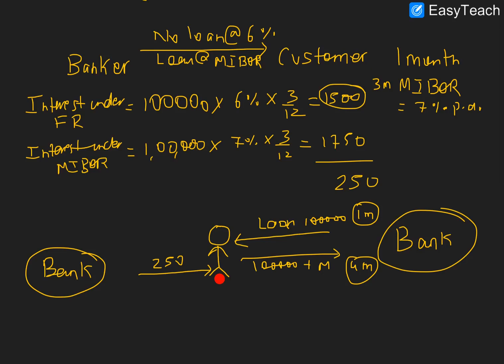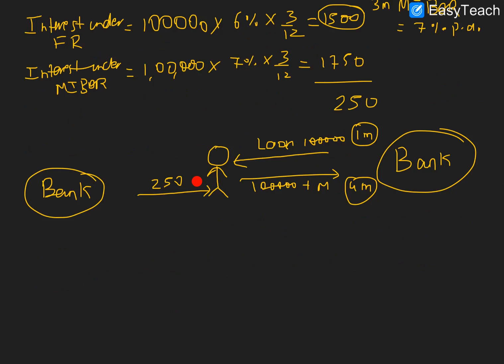But then the customer is now saying, I don't have faith in you, because you had earlier promised me a forward rate and now you're saying 7%, you're saying compensation. I don't have faith in you. You do one thing: this 250, you compensate it right now to me. This 250 which you are supposed to pay, because you are not giving me a loan at 6%, but you are compelling me to take a loan at 7% at a MIBOR rate, at the existing market rate. So you compensate me this 250 right now.